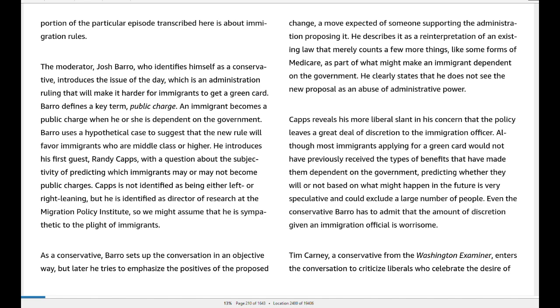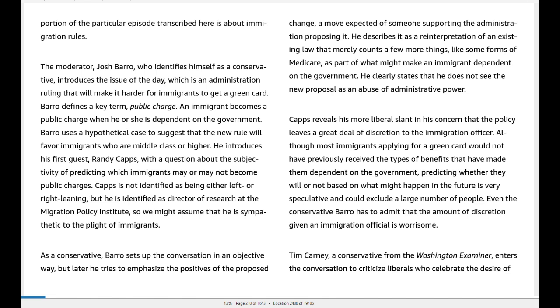He introduces his first guest, Randy Capps, with a question about the subjectivity of predicting which immigrants may or may not become public charges. Capps is not identified as being either left or right-leaning, but he is identified as the director of research at the Migration Policy Institute, so we might assume that he is sympathetic to the plight of immigrants. As a conservative, Barro sets up the conversation in an objective way, but later he tries to emphasize the positives of the proposed change, a move expected of someone supporting the administration proposing it.